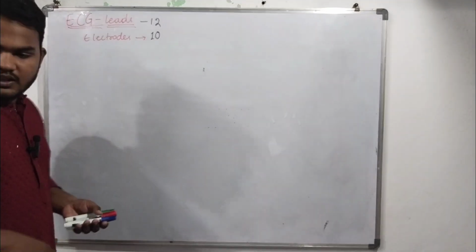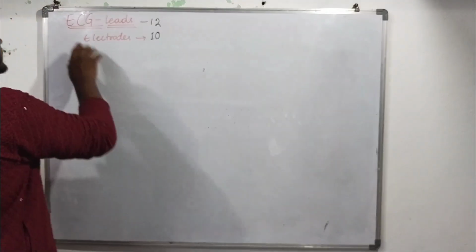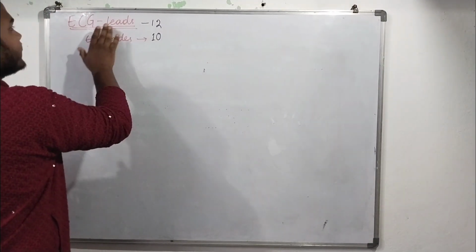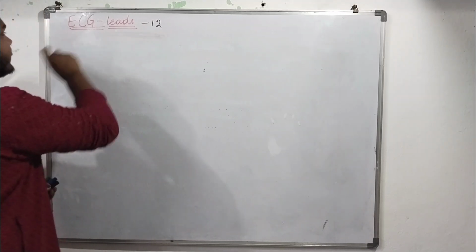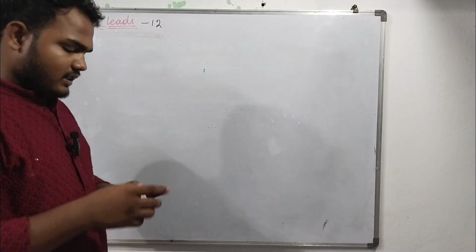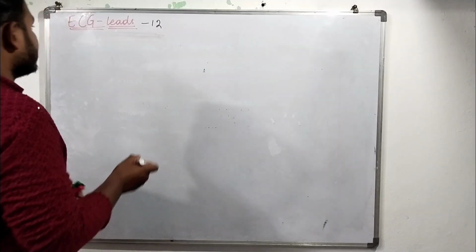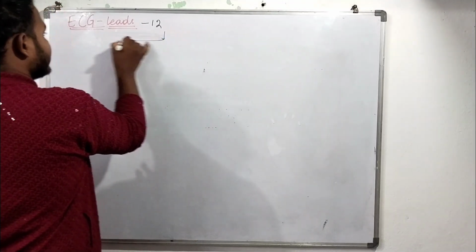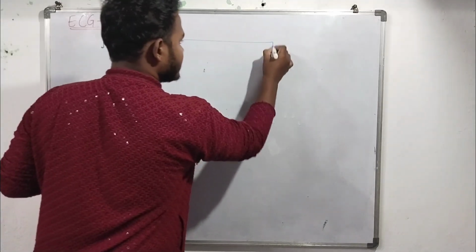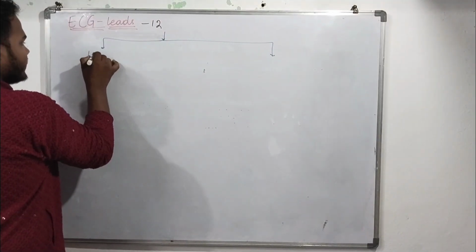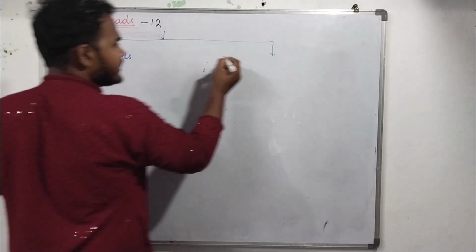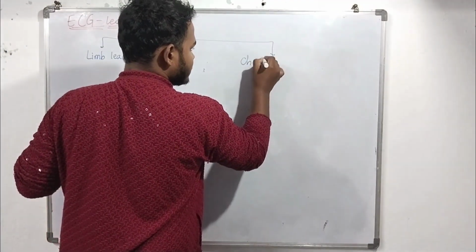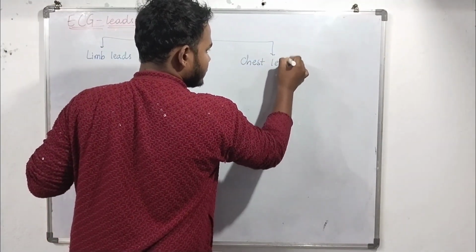First, we will see about the leads. The ECG leads are divided into two: one is limb leads, another is chest leads.